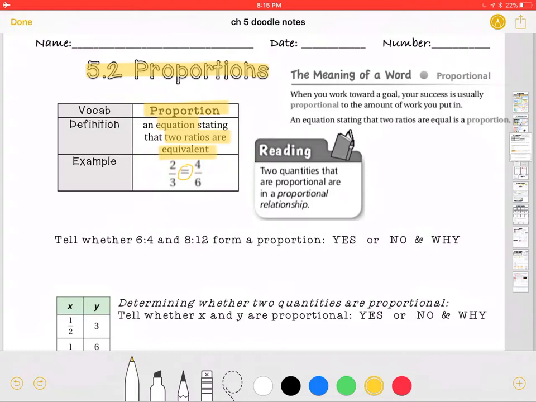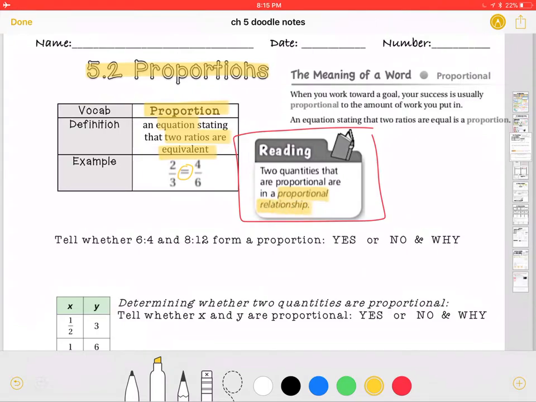Something to note, or the meaning of the word proportional. When you work toward a goal, your success is usually proportional to the amount of work you put in. An equation stating that two ratios are equal is a proportion. Two quantities that are proportional are in a proportional relationship.